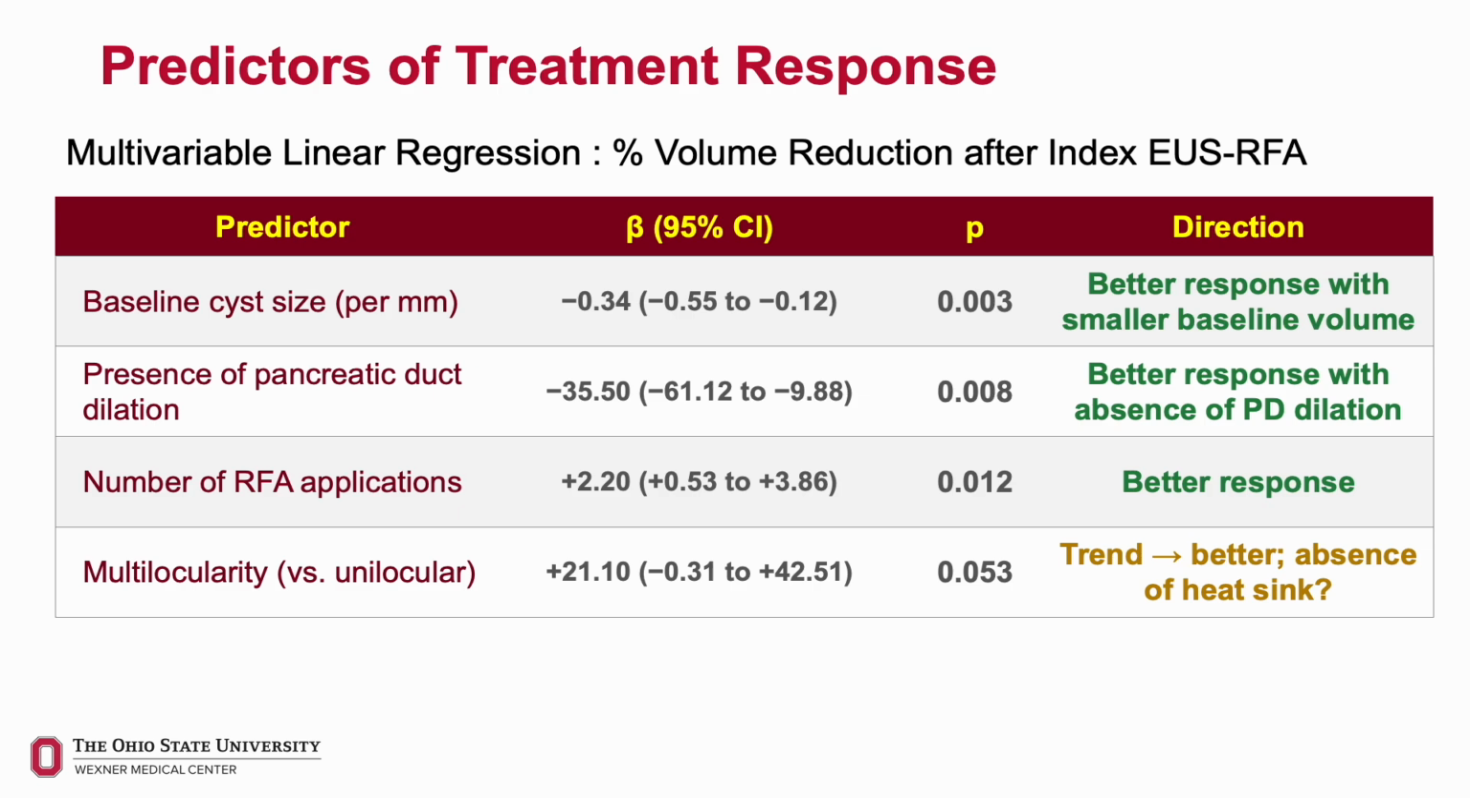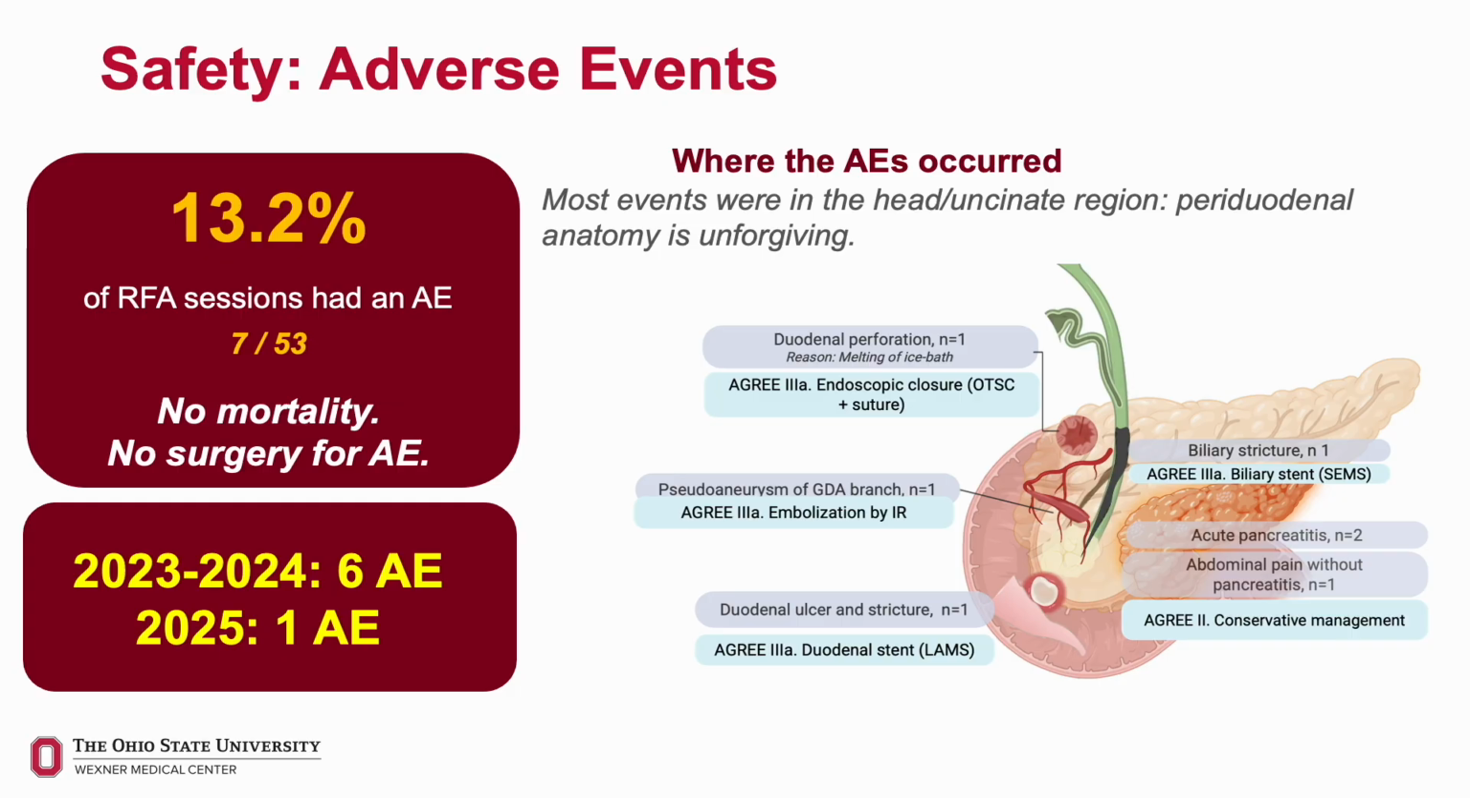In this multivariable analysis identifying predictors of volume response, three independent predictors reached statistical significance: smaller baseline cyst size, absence of associated pancreatic duct dilation, and a greater number of RFA applications per session. Interestingly, multiseptated cysts showed a trend towards better response, but did not reach statistical significance. An important key point from this is that comprehensive coverage is critical in branch duct IPMNs when we ablate.